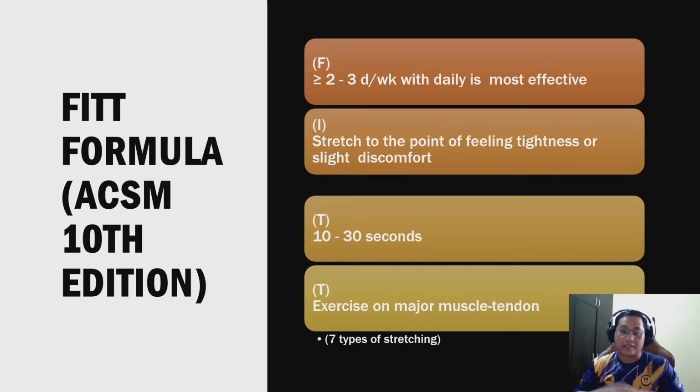Exercise on major muscle tendon groups means that you want to focus. For example, I have a very tight lower body, especially in my hamstring area, so I want to improve that part. So I will go for that two or three times per week, focusing on the inner thigh muscle. These are the basic FITT guidelines.